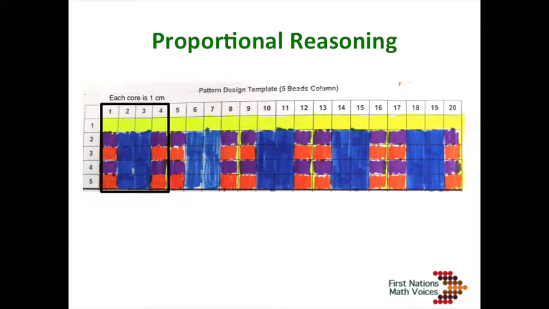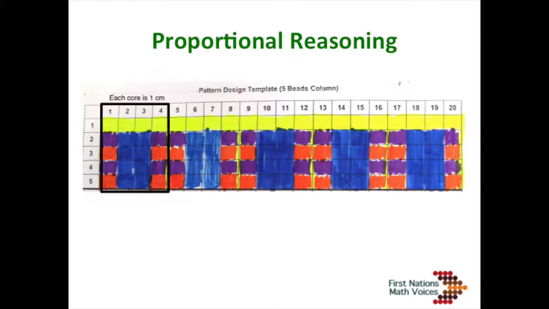Initially, students used the repeating 4-column core to reason that one template would be 5 centimeters, because a 4-column core would repeat 5 times on a 20-column template. The number of cores, therefore, was equal to the number of centimeters of beadwork. As Shelby says, if your wrist is 14 centimeters, it'll be 14 cores that are needed for your bracelet.